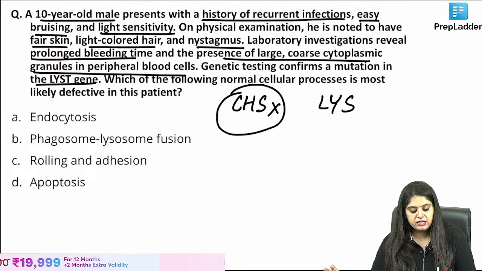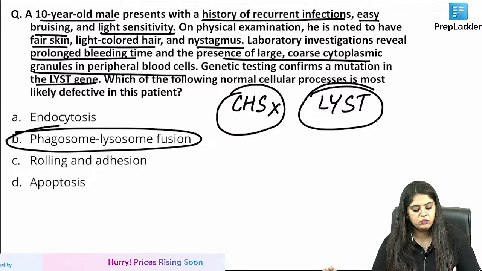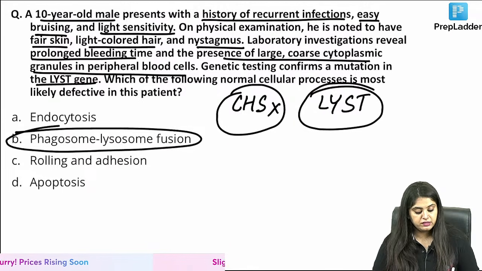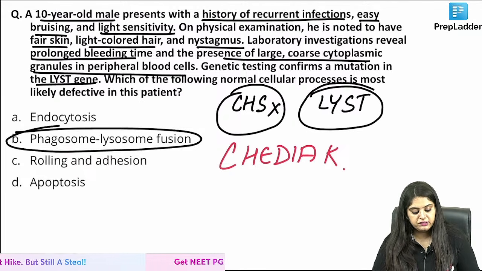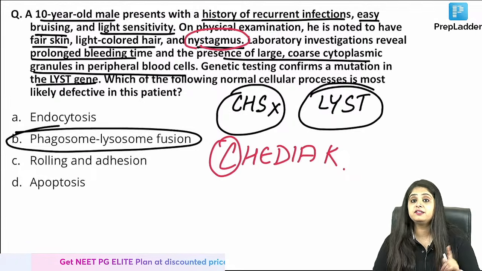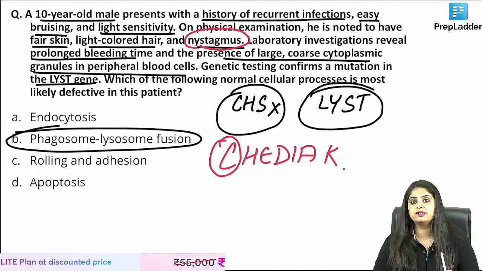Meaning the LYST gene has a problem, the lysosome has a problem. This is phagolysosome. Did you notice we had learned Chediak-Higashi as Chediak? So is there anything to do with some neurological involvement? Maybe the nystagmus is pointing towards the neurological association.